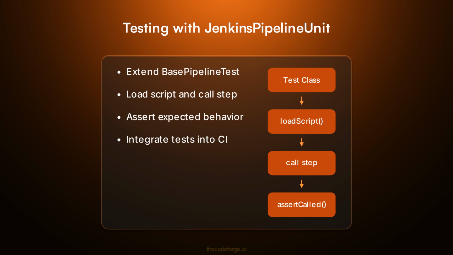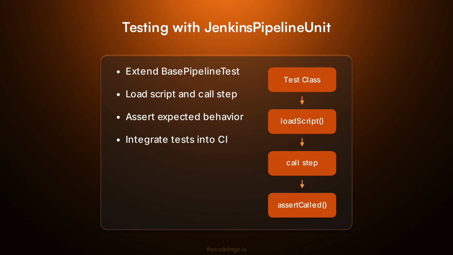Testing shared libraries is non-negotiable. Use JenkinsPipelineUnit to write unit tests. Load your step script, call it, and assert that the expected commands were executed. Run these tests in CI to prevent breaking changes.